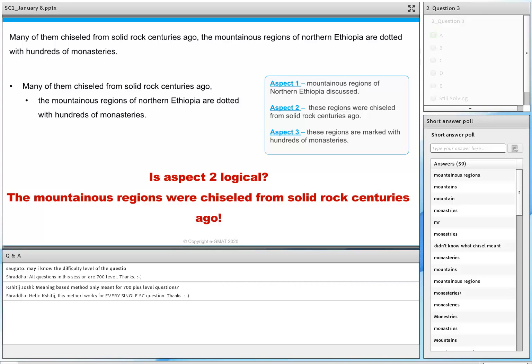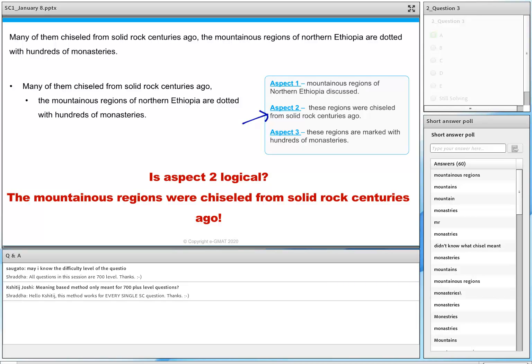My aspect 2 that I'm talking about here, that the mountainous regions were chiseled from solid rock many hundreds of years ago, this part just does not make sense in this sentence. Okay, now what shall I do? Shall I move on and start taking some help from my original sentence? I really don't need to do that. If I pay attention to this particular sentence, the way it is, we can get our answers.